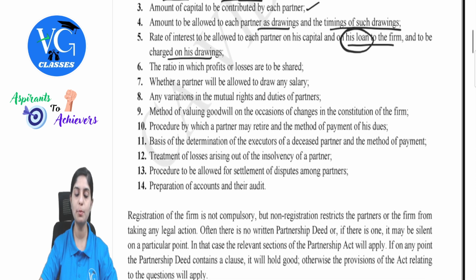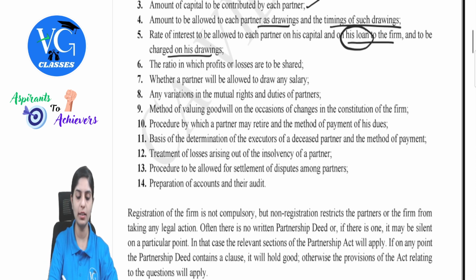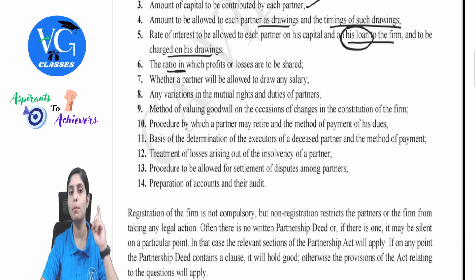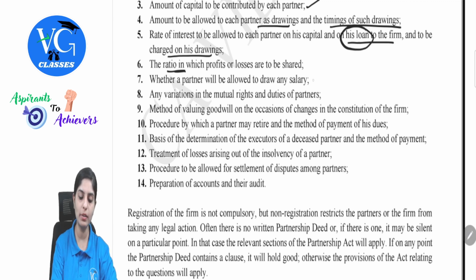Next, the ratio in which profits or losses are to be shared. That is, what is the proportion? How can they divide the profits and losses? Whether a partner will be allowed to draw any salary. First, the point should be mentioned here, whether there is any provision that the partner can draw salary. Then only a partner will have that right to draw a salary.